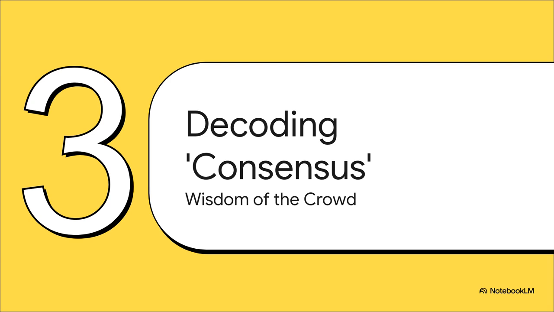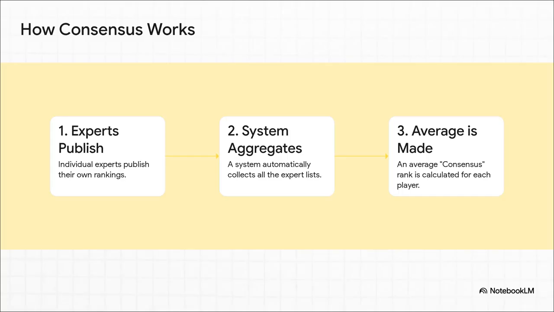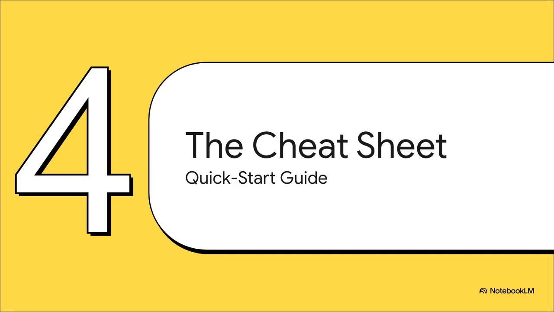Well, that's where probably the most important column on the whole page comes in, the consensus rank. This is how we find the wisdom of the crowd. It's actually a really simple concept when you break it down. So first, each expert, our guys Jamie, Dave, and Heath, they all publish their own individual lists. Then some system automatically scoops up all of those lists. And finally, it just calculates an average rank for every player, and that gives you the consensus number. It's really just a way to smooth out the super bold outlier opinions and get a good feel for the player's general market value.